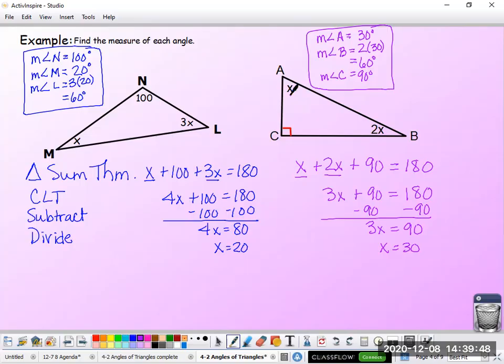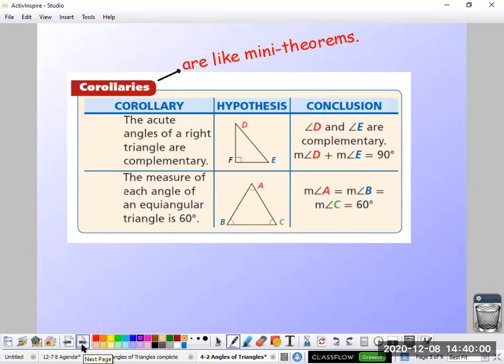It would have been easier to go, hey, x plus 2x equals 90. We could have gotten down to this step right here to save some work. But the triangle sum theorem still works if you forget that those acute angles are complementary.